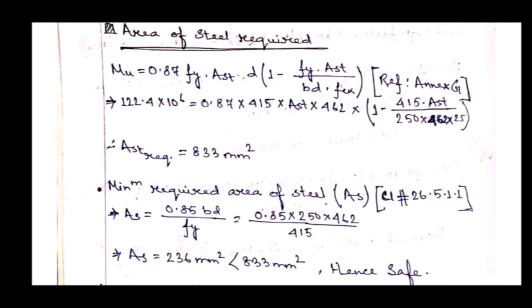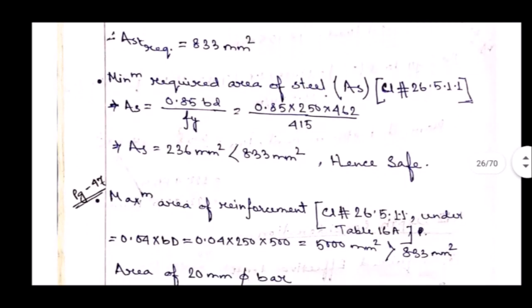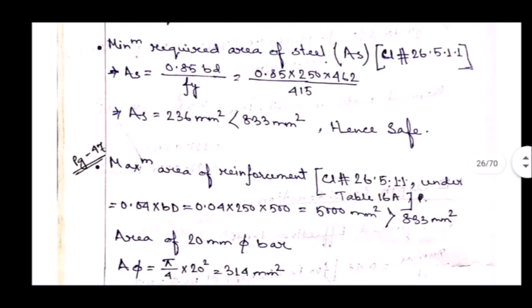But now we have to check the minimum area of steel required for this section and the maximum area of steel required for this section. The considerations and assumptions for finding the minimum and maximum area of steel are written in IS 456:2000, so we have to do it by the codal provision. In clause number 26.5.1.1, we may find the formula for the minimum area of steel required.